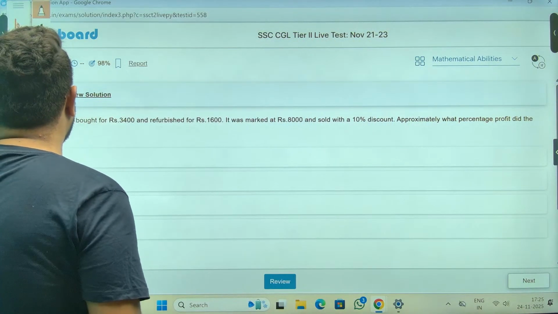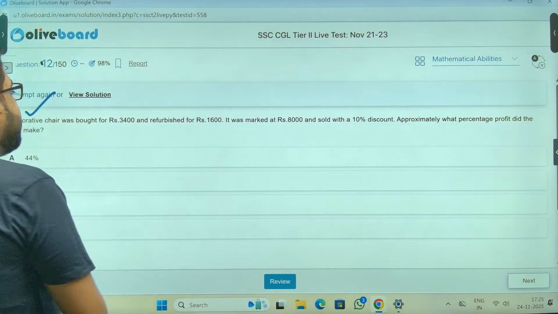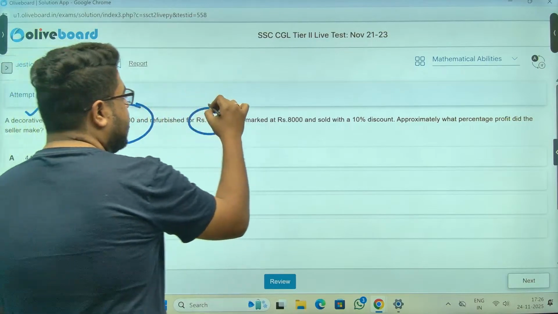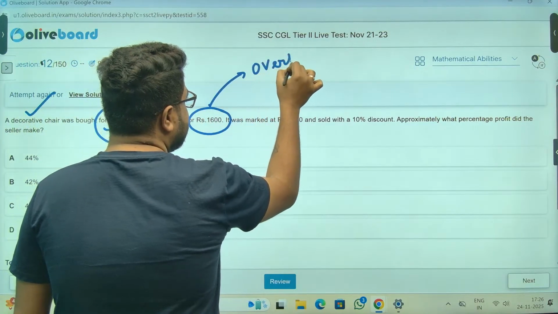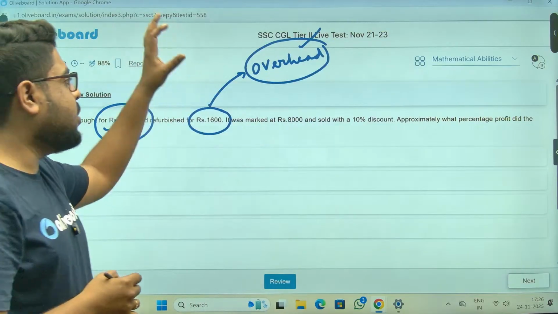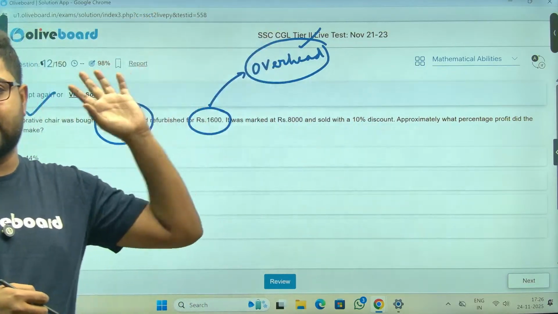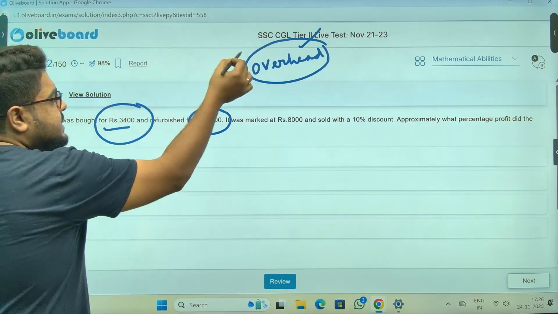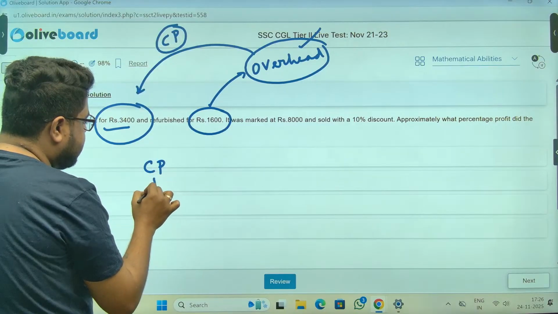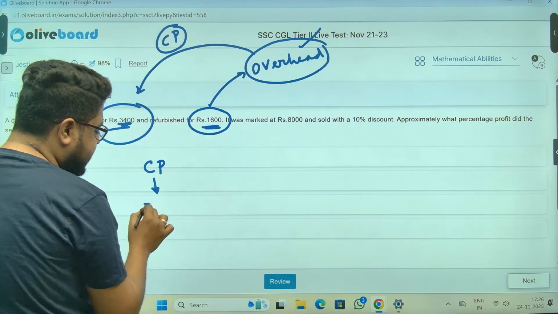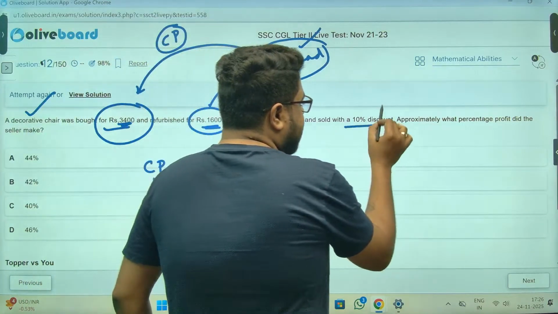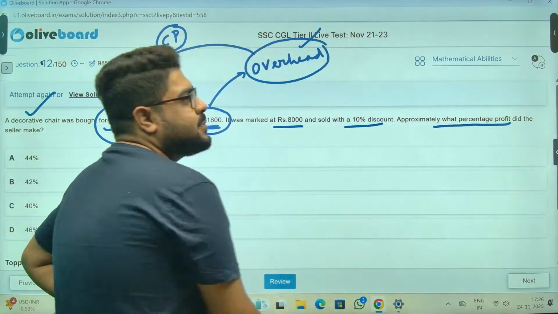Chalo. Next one, please. A decorative chair was bought for this much and refurbished for this much. Meaning, sir, this is called, I told you, overhead expenditure. Meaning, whatever you had to spend extra in order to repair it, in order to transport it, anything. So always this gets added back to CP. So the actual CP of this product will be 3,400 plus 1,600, which is 5,000 rupees. Now, marked price is this, discount is this. Approximately what percent profit is asked.